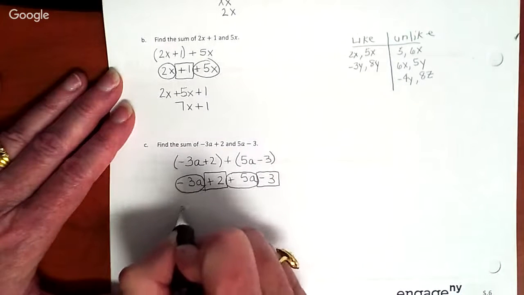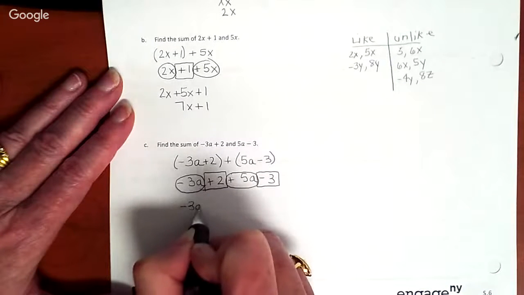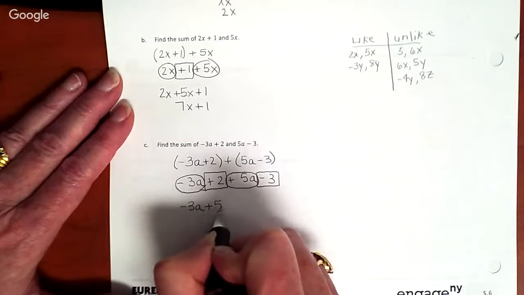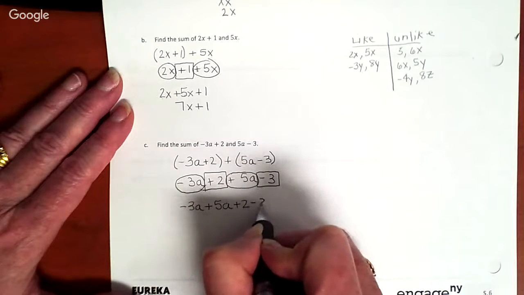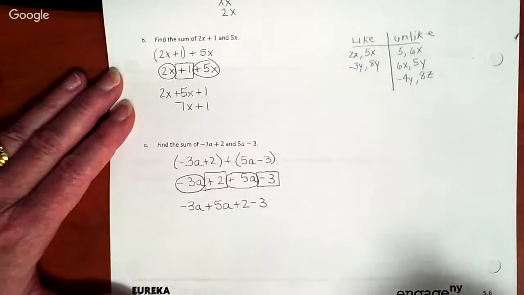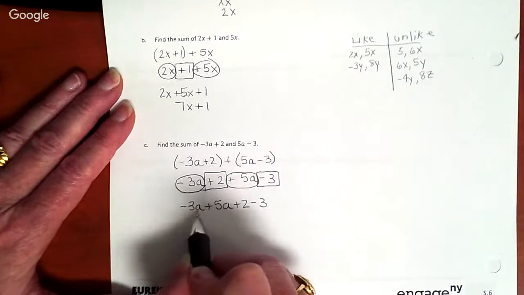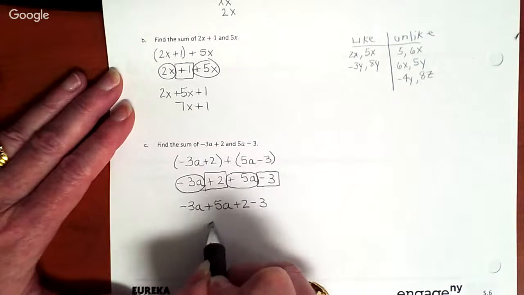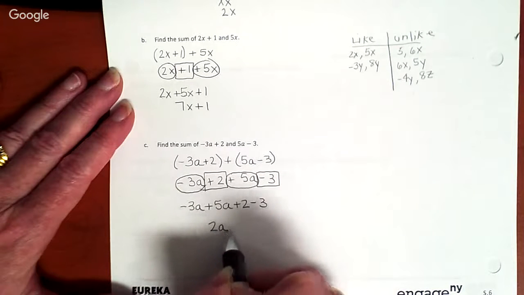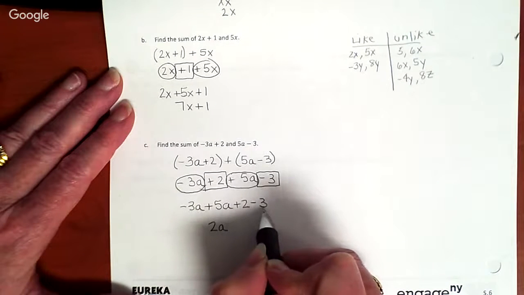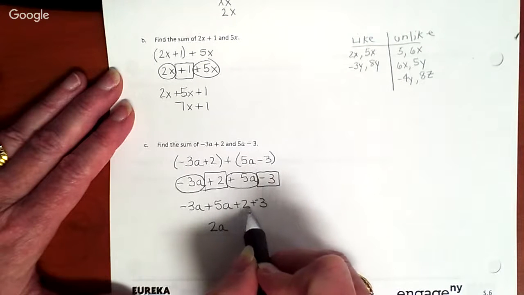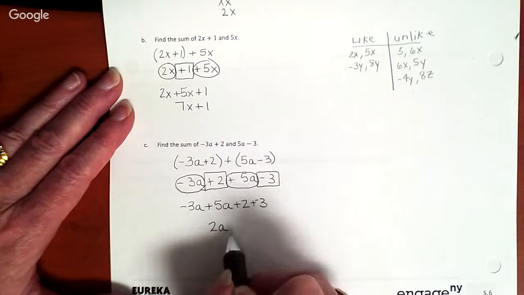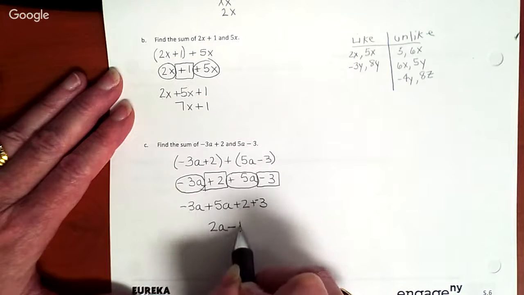So now I'm going to bring them together. I have negative 3a plus 5a plus 2 minus 3. So now I have negative 3a plus 5a is 2a. I have positive 2 minus 3. If I do leave, change, change, I have plus 2 plus a negative 3, which is a minus 1.